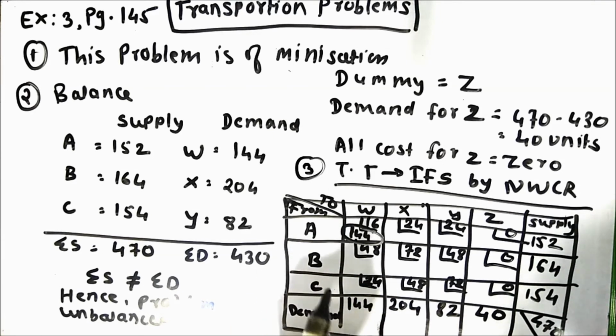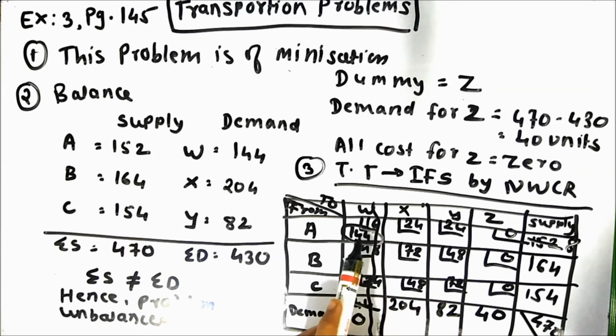Now once I have written 144 here, 144 minus 144 will be 0, and 152 minus 144 will be 8. So we have written 8 here. Now W has become 0, so W will get cancelled. The demand of W has become 0, so there is no need to give any other allocation to W. So we have cancelled W.